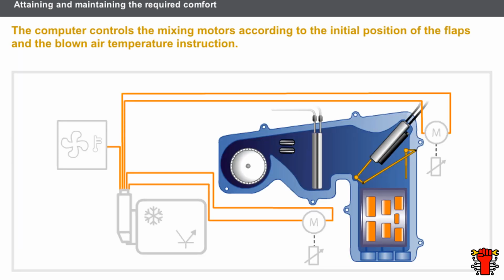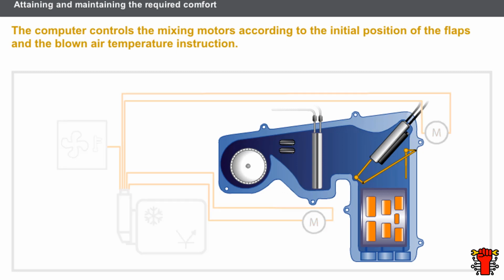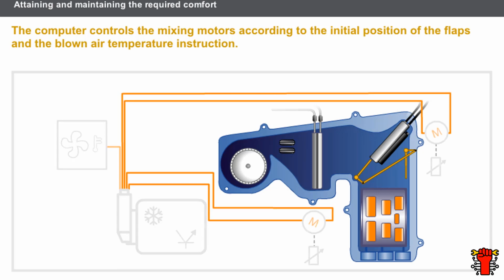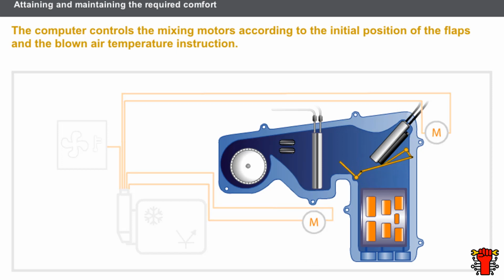Let us now look at how the automatic adjustment system heat processes the air to attain the level of comfort requested. The computer controls the motors that activate the mixing flaps according to the blown air temperature instruction. The computer determines the position of the mixing flaps by interpreting the self-induced current or voltage values created by the rotation of the motor armature. Two supply wires are used to control these motors by polarity inversion. Each motor simultaneously activates two flaps via a linked mechanism.